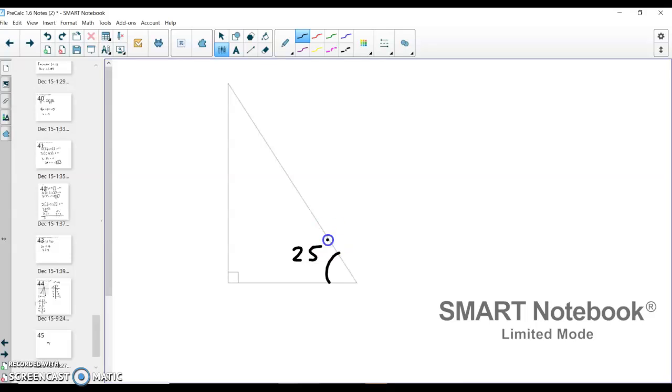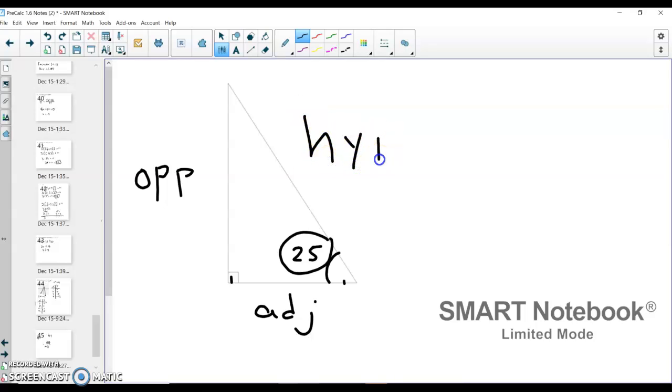So if this is my angle here, the 25, that means this side is my opposite because it is across from my reference angle. This side is my adjacent because it is between my 90 and my reference angle. And this side is my hypotenuse because it is across from my 90-degree angle. Okay? Now let's see a couple of examples.